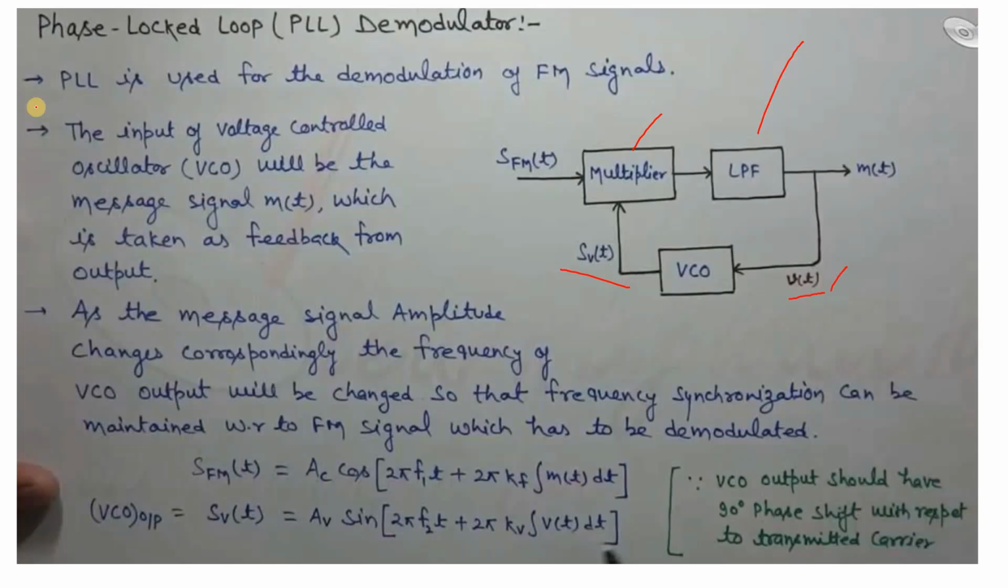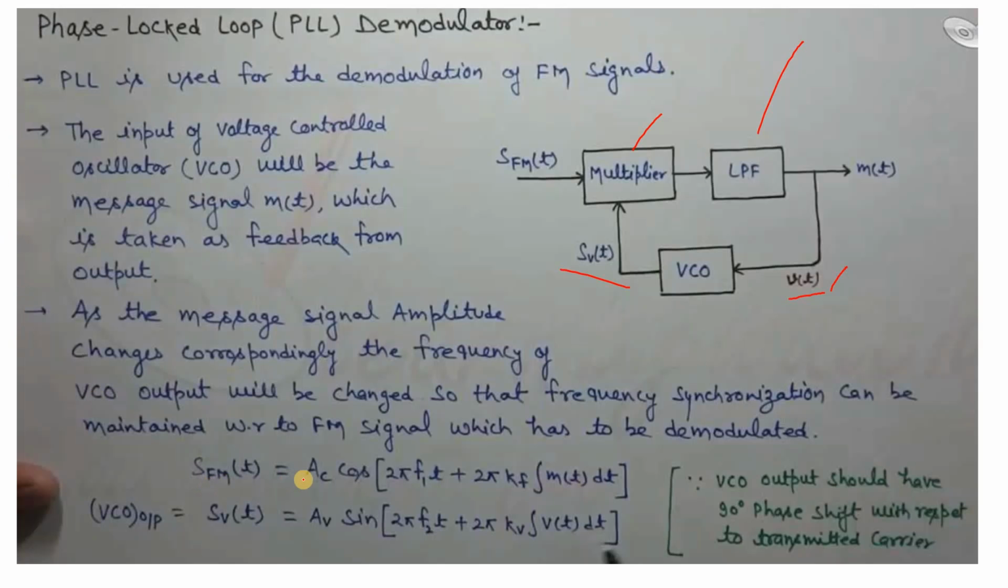Then the PLL is used for the demodulation of the FM signal. The input of the voltage control oscillator will be the message signal m of t, which is taken as feedback from the output. As the message signal amplitude changes, the frequency of the VCO output will change correspondingly, so that frequency synchronization can be maintained with respect to the FM signal, which has to be demodulated.